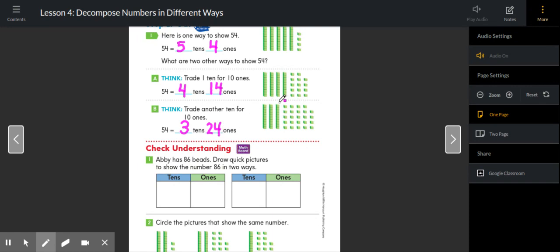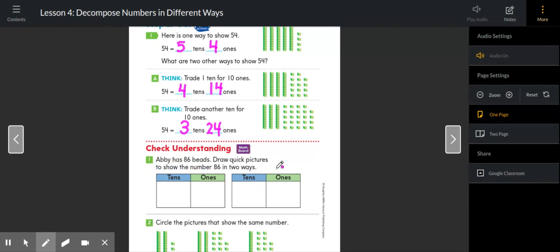Let's check and make sure they're right. Let's count this one together. Ready? 10, 20, 30, 40, stop. 41, 42, 43, 44, 45, 46, 47, 48, 49, 50, 51, 52, 53, 54. And you can count that one on your own to make sure that that's correct.